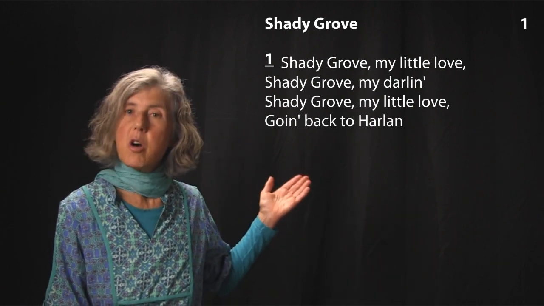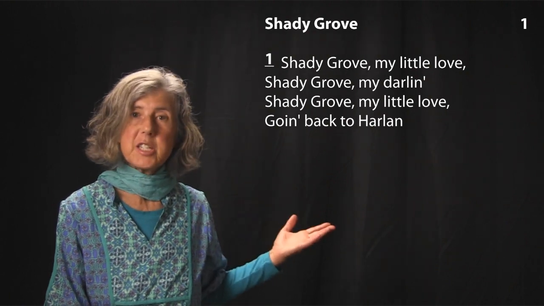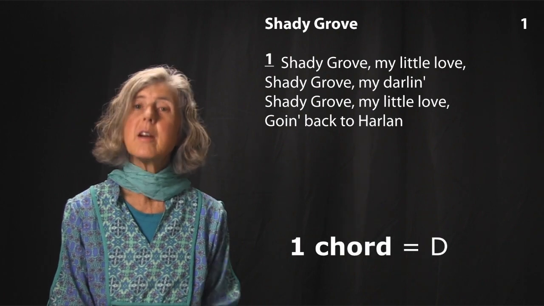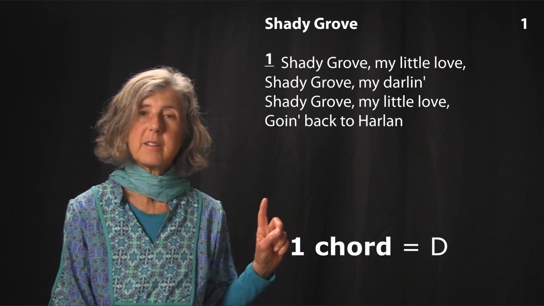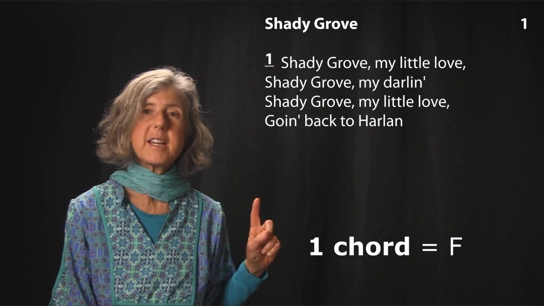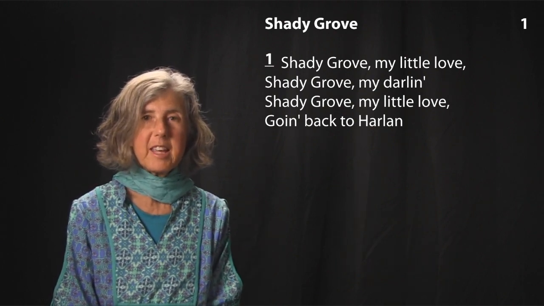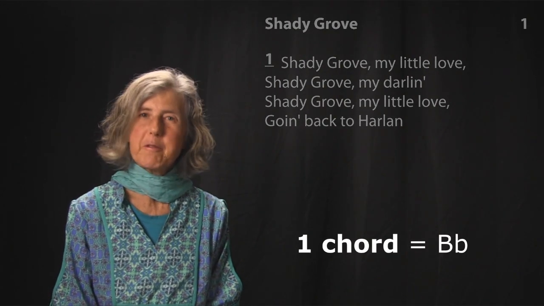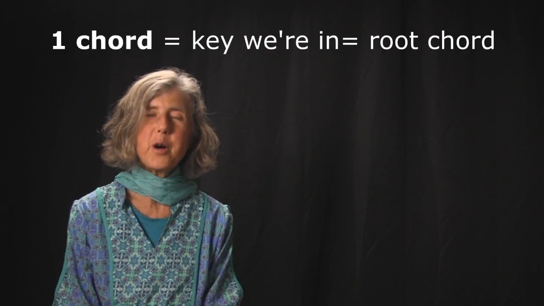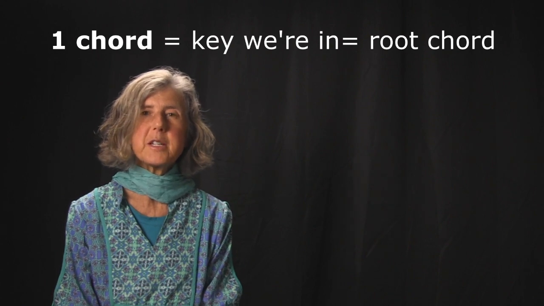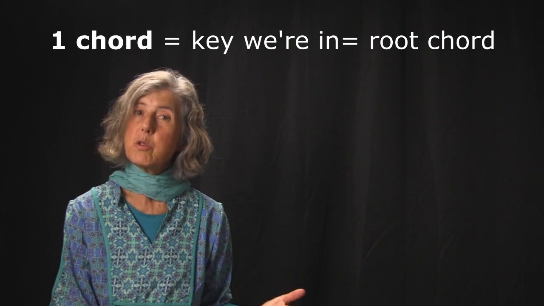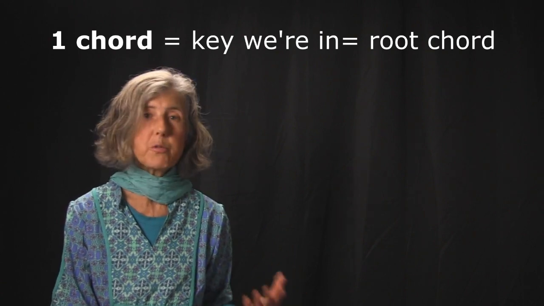So this is what's called key independent. It can change easily. So if we want to play it in the key of D, our 1 chord is now a D. F, our 1 chord is an F. But what if we want to play it in the key of B flat? Our 1 chord is still a B flat. Now the 1 chord is the most important chord. That's why it's called a 1 chord. It's also referred to as the root chord. Again, the 1 chord equals the key we're in equals the root chord.